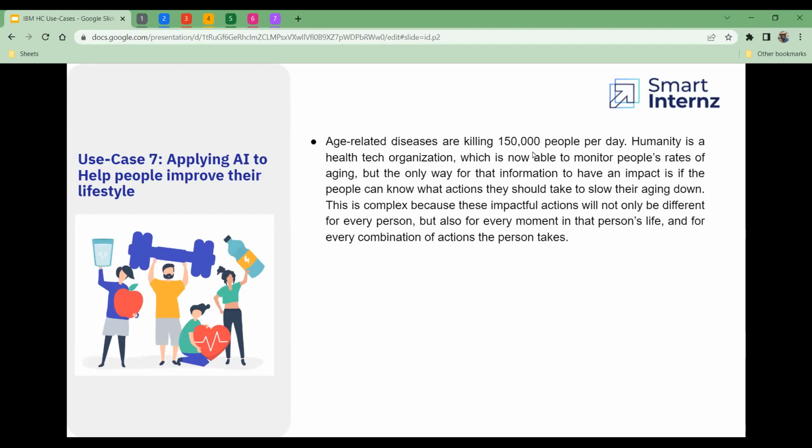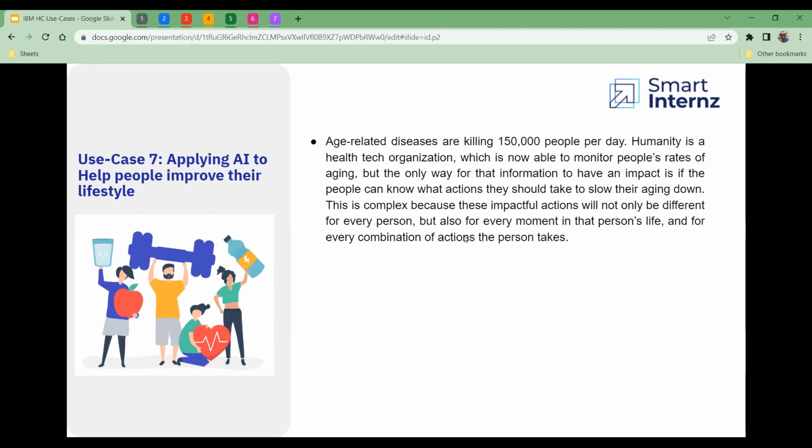Age related diseases are killing 150,000 people per day, and there is a humanity health tech organization which is now able to monitor people's rates of aging. Age related issues, which should come at the end of our life cycle, are coming in the middle of the life cycle now. That's what we call age related issues.